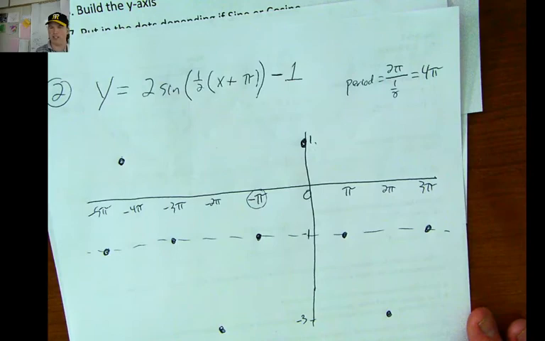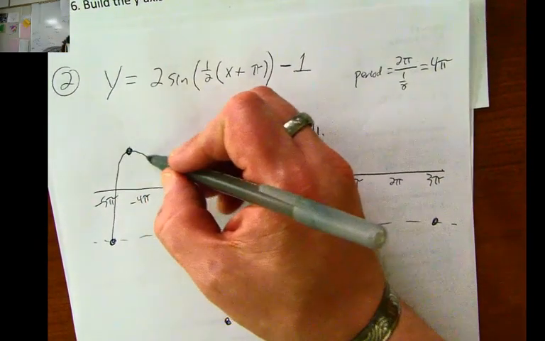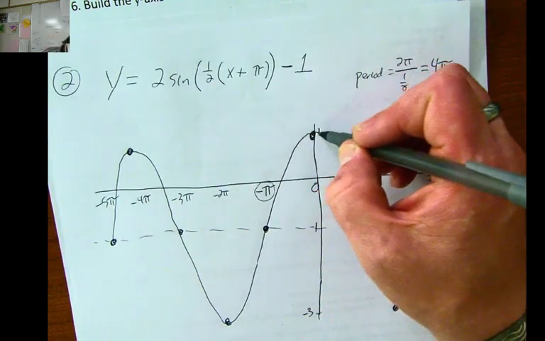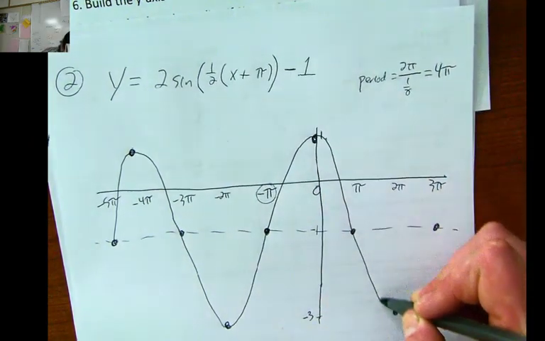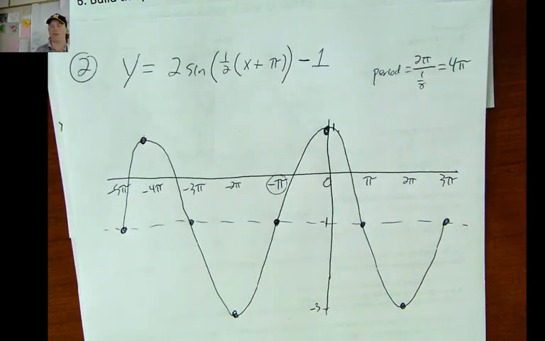So we have all these dots, and you know what's next. Connect the dots. And you have 2 beautiful periods of a sine graph.